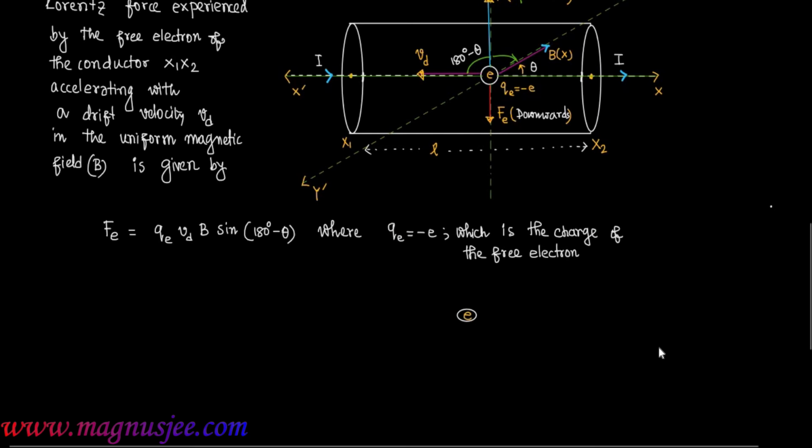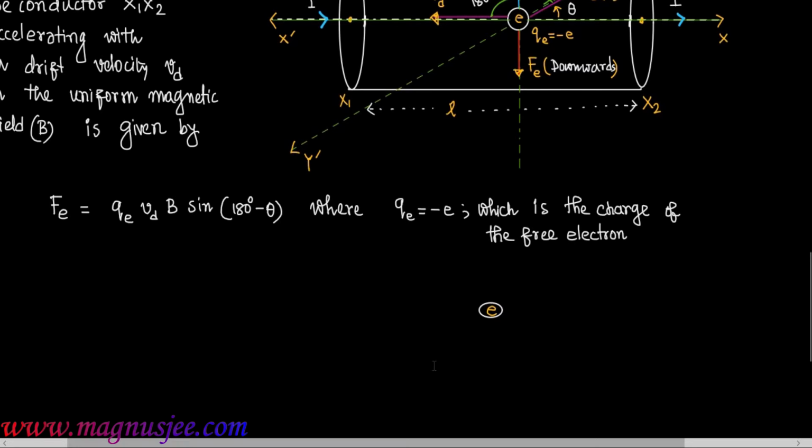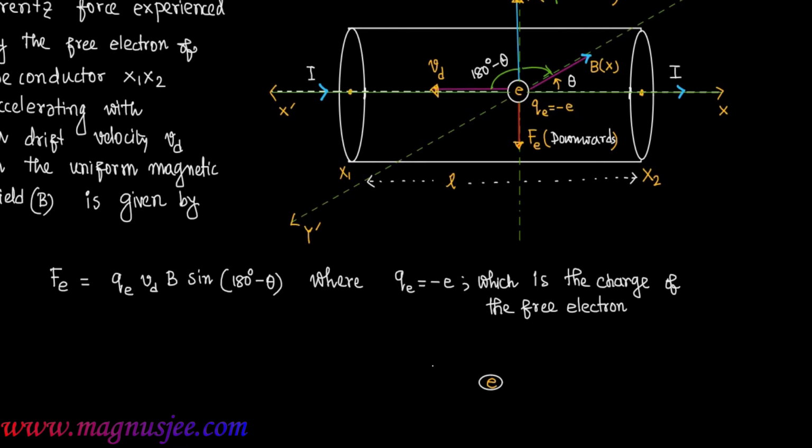Now we can denote a free electron of the conductor, E is the free electron of the conductor. And we can denote the direction of current. That means current flows towards right and the free electron will be accelerated towards left with a drift velocity Vd. Magnetic field B acts inwards in horizontal plane, that means in xy plane, and magnetic field B acts at an angle theta with the direction of current flowing through the straight conductor.